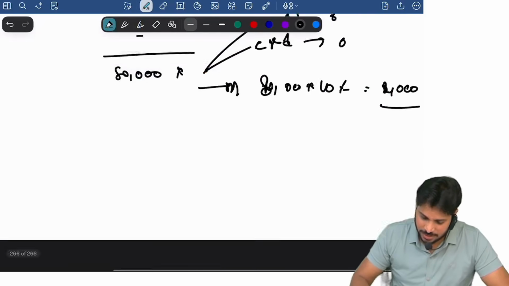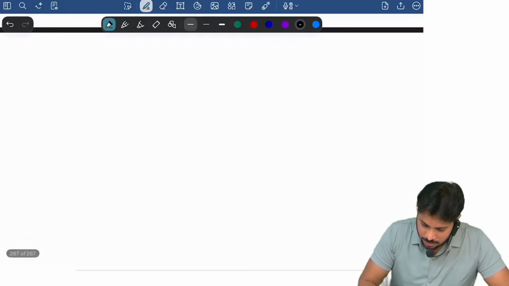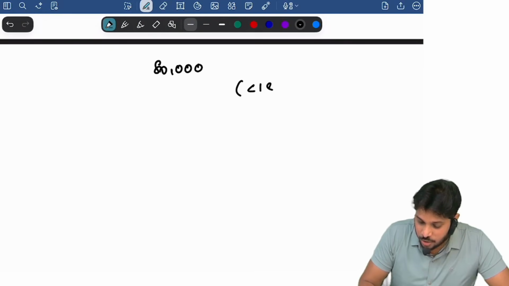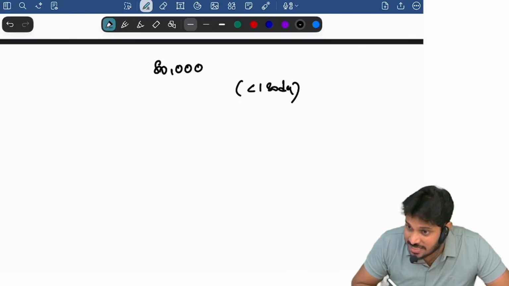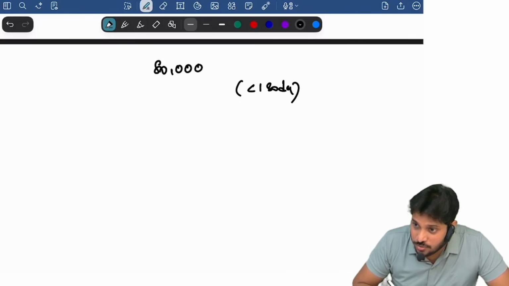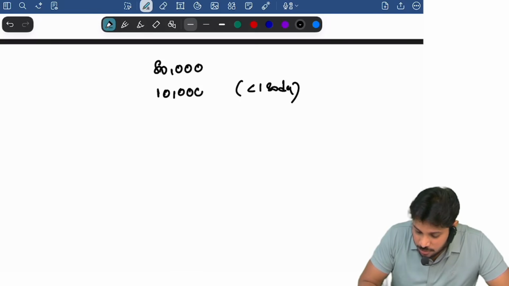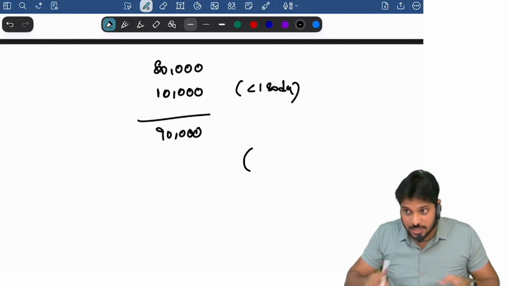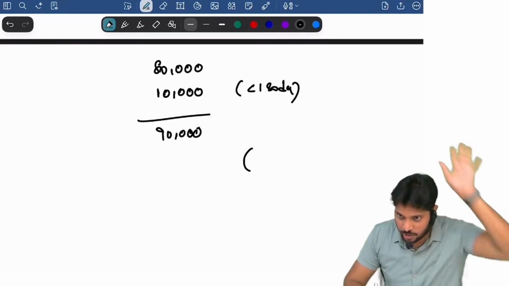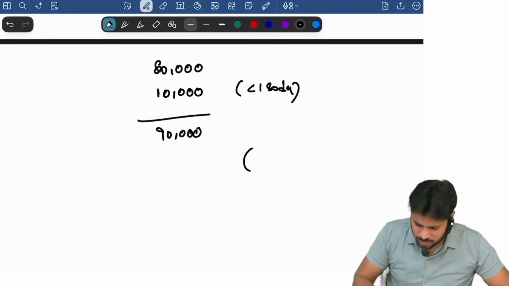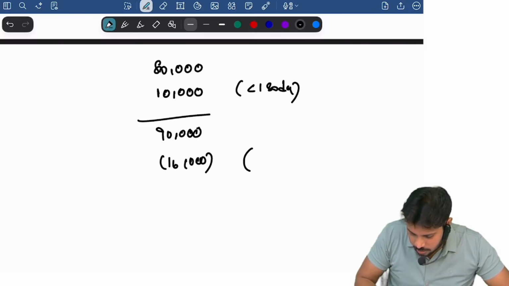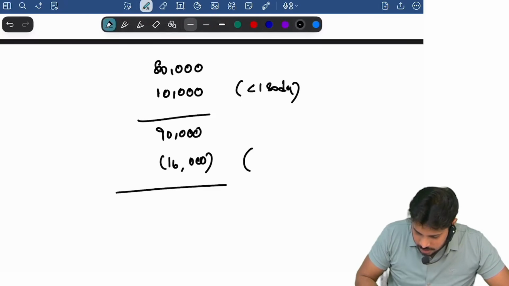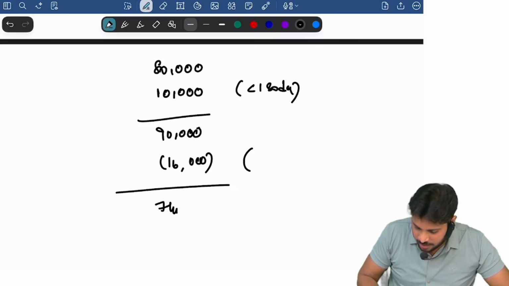Again, opening value how much? 80,000, correct? Now, purchased during the year, but used only from November onwards, which means less than 180 days. What is the value? 10,000. What is the gross block value? 90,000. Now X and Y, part of the block has been sold, both put together how much? 16,000, correct?